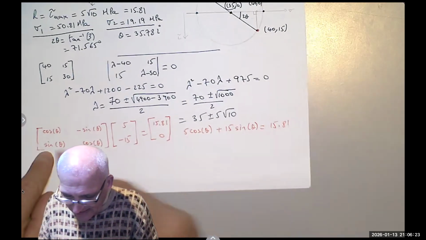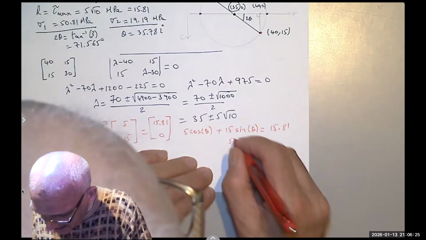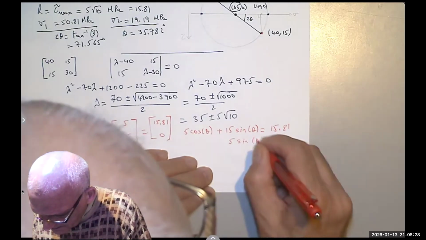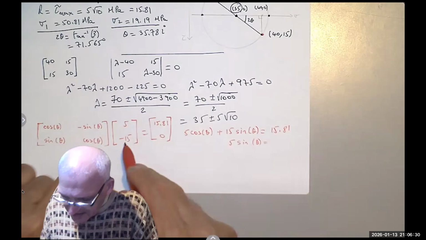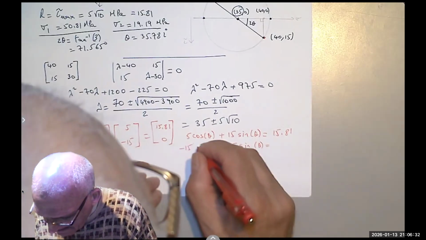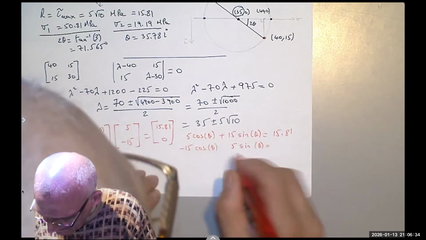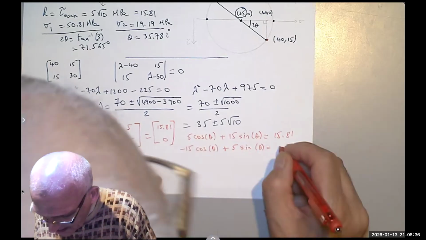And 5 sine, I'm going to write it under the sine, right? It makes more sense. Minus 15 cosine equals 0.